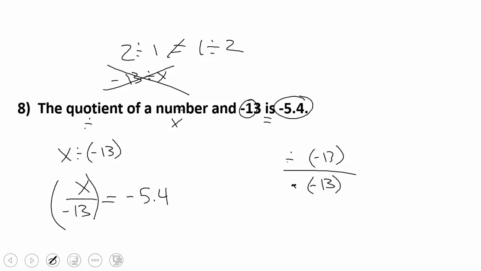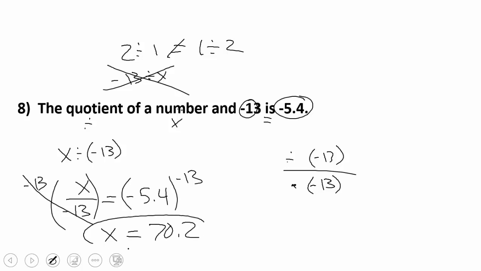So multiplying both sides by negative 13, one to isolate, and that leaves us with x, and the other to keep balanced. And negative 5.4 times negative 13 is 70.2, because negative times a negative is positive.